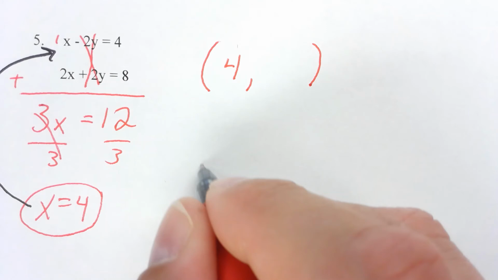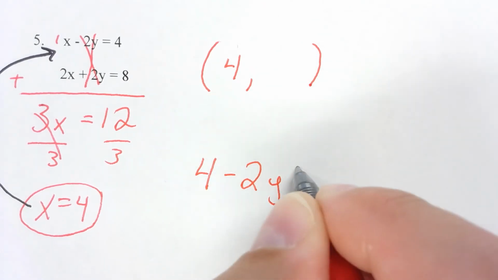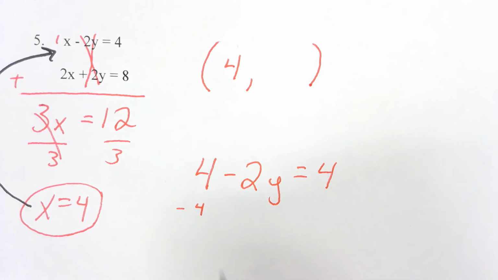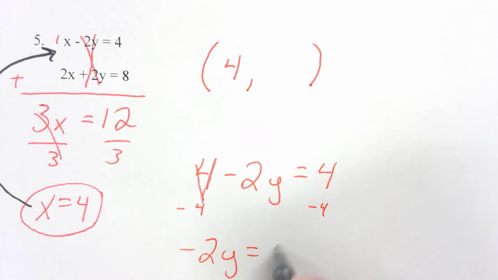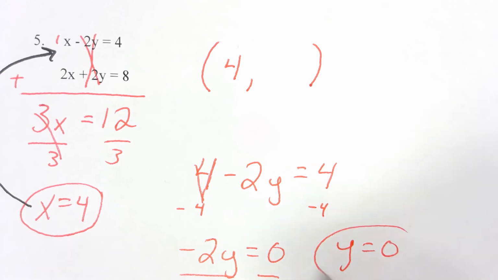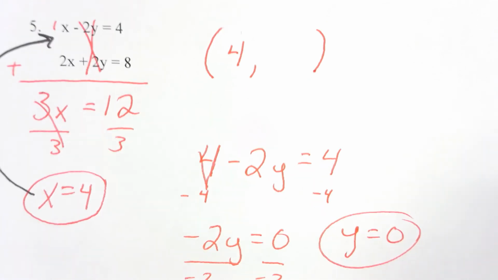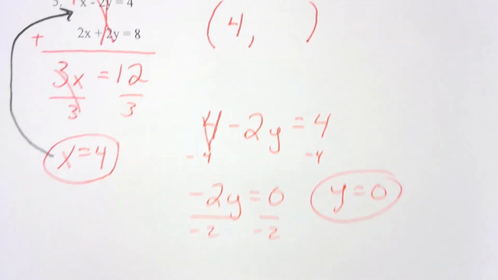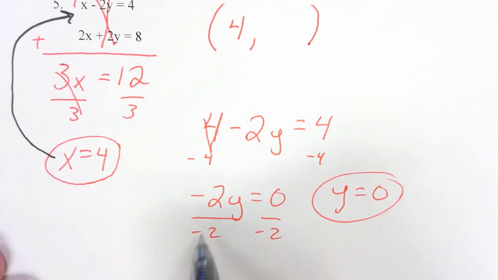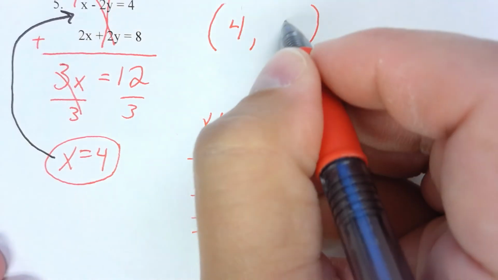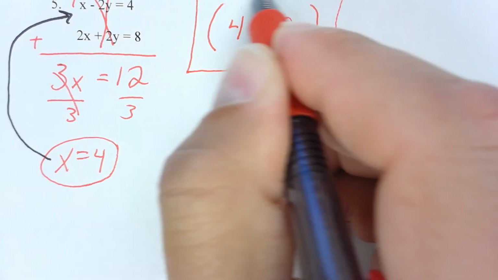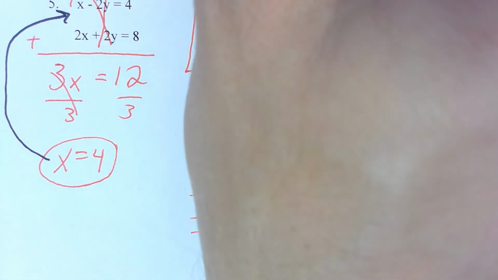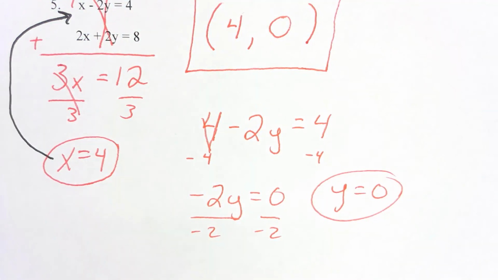So I just have an x up there, so 4 minus 2y equals 4. I'll subtract the 4 here, subtract the 4 there. Negative 2y equals 0. Divide by negative 2. I know y equals 0 on this one. So you can see the whole picture. Divided by negative 2, and 0 divided by negative 2 is 0. So I find out my y is 0, and I'm done. Okay, pretty easy.